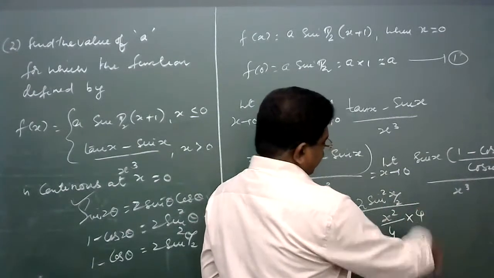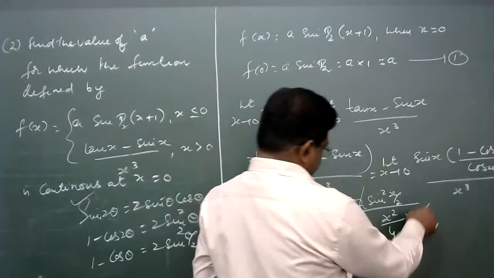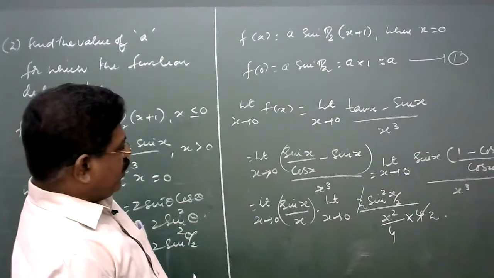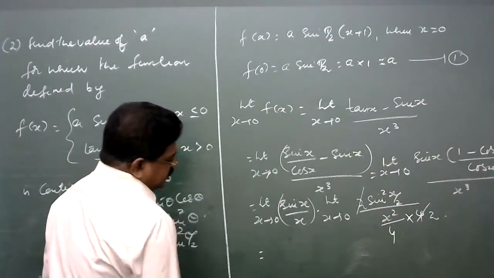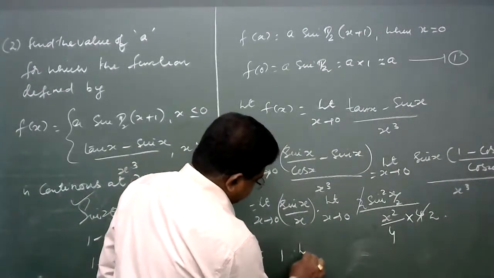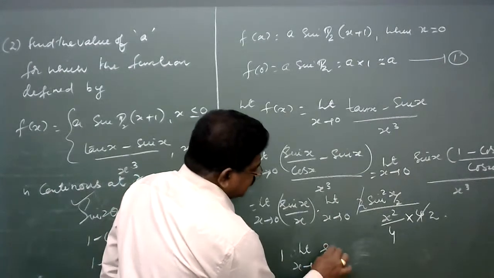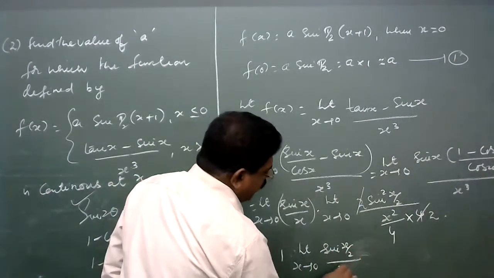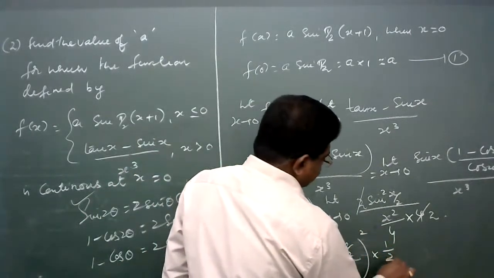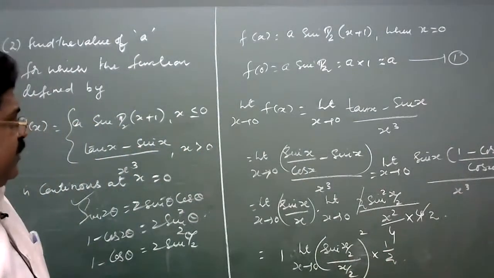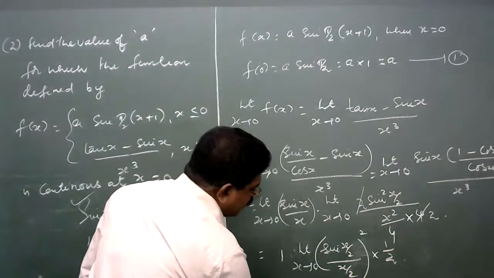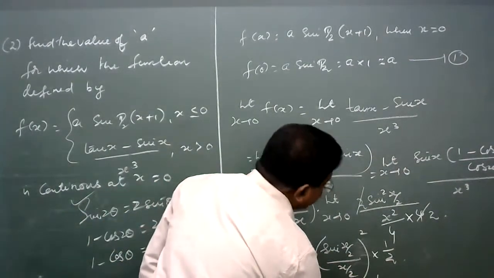Okay, 4 multiply and divide. This is 2. Okay. So now apply the limit x tends to 0, that is 1 into limit x tends to 0 of sin x by 2 upon x by 2 the whole square, into 1 by 2. Correct? So again apply the limit, that is 1 into 1 square into 1 upon 2. That is equal to 1 by 2. Keep it as 2.